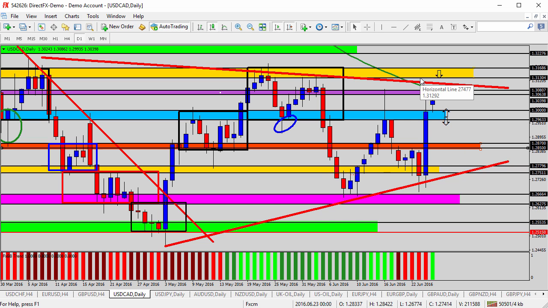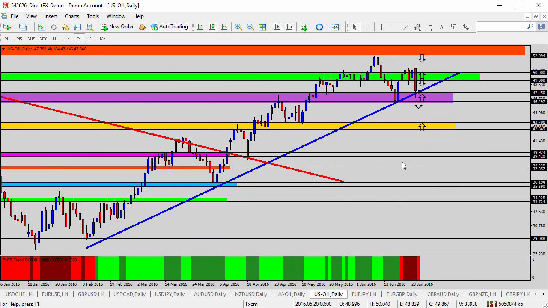Of course, we'll watch oil. Oil pressuring lower and pressuring support. Take a look at this. This is the U.S. oil chart here on the daily time frame. Challenging support lows. See that purple shaded area there? 47.45, 47 or 46.30, the purple shaded area. If it breaks that support, we could look for it to go lower.